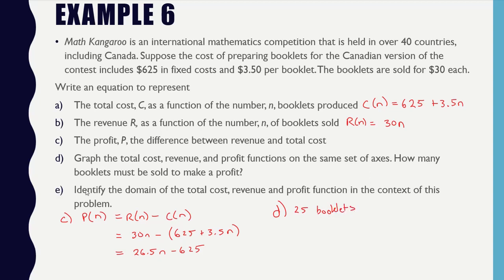Okay, E, identify the domain of the total cost, revenue, and profit. Again, for the domain, you can't have less than 0 booklets. So we're going to have N such that N must be greater than or equal to 0, where N is a whole number.